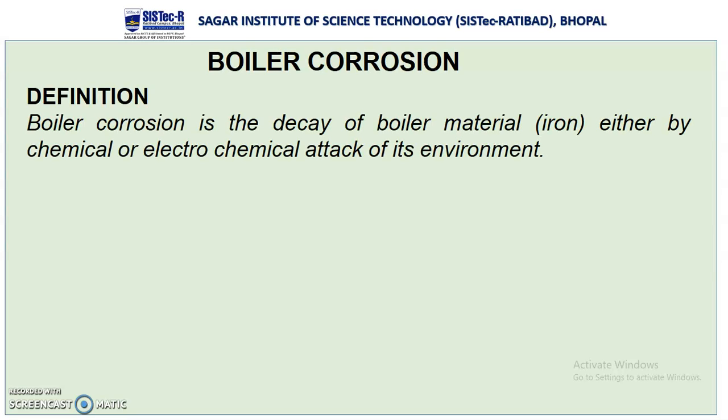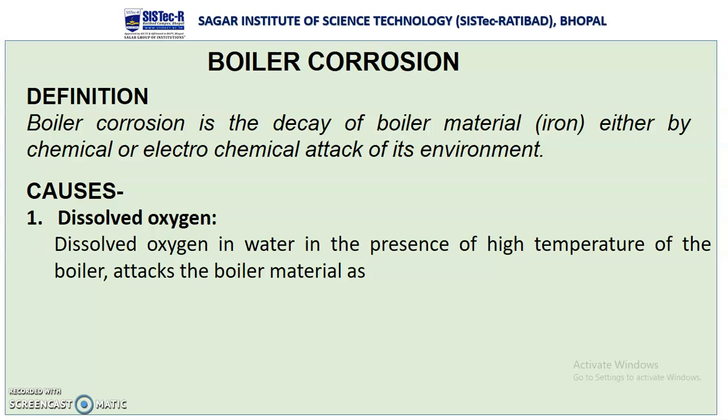Now the definition of boiler corrosion. Boiler corrosion is the decay of boiler material either by chemical or electrochemical attack of its environment. Corrosion in boiler is due to the presence of dissolved oxygen, dissolved carbon dioxide and mineral acids. So the first cause is dissolved oxygen. The presence of dissolved oxygen is responsible for corrosion in boilers.